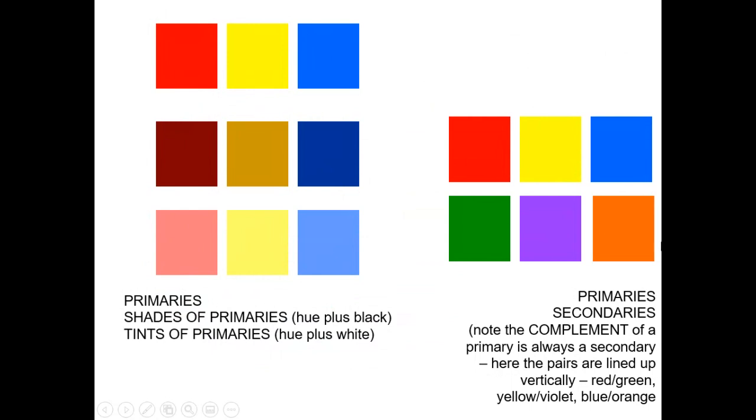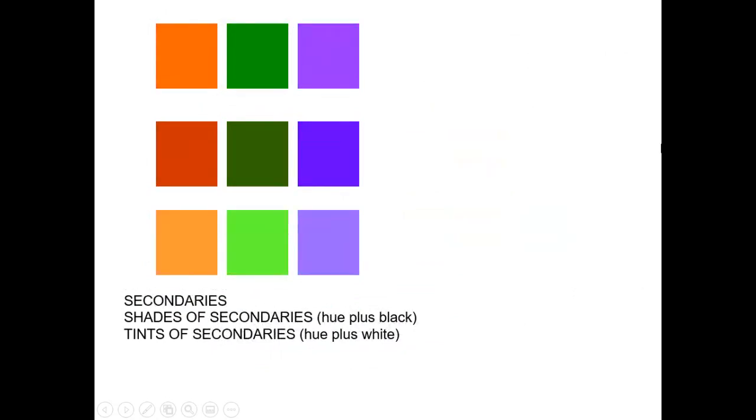Remember also that your secondary colors, of course, are complements of your primaries. These are your secondary colors: orange, green, purple. And the same thing here. I've made a set that are darker by adding black. Those are my shades. I've made a set that are lighter by adding white. Those are my tints.